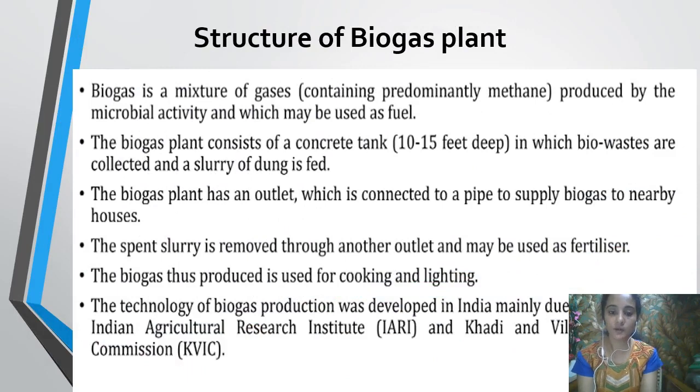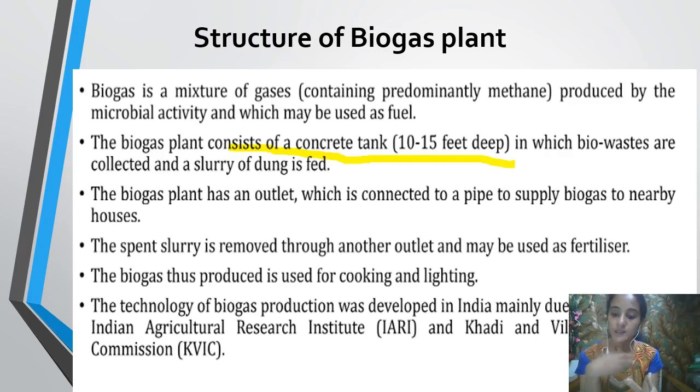This is a biogas plant. I will show the picture later. This biogas plant is a concrete tank, almost 10 to 15 feet deep, and all the bio wastes collected will be fed into it along with the cow dung. There is one outlet connected to a pipe, so that the gases that are liberated can be taken through the pipe to the houses.